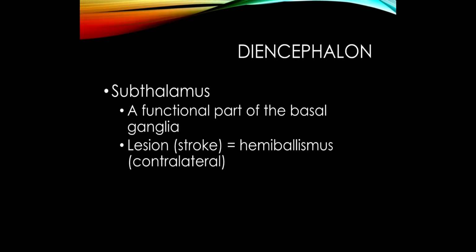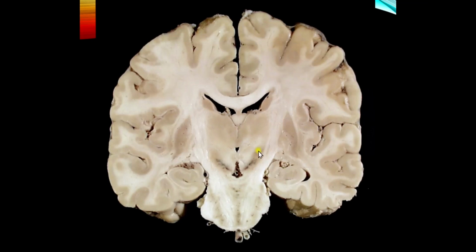All right, in the last part of the diencephalon, we've already talked about the subthalamus. Functionally, this is part of the basal ganglia, and we've already said that a lesion right here will give a patient hemiballismus, opposite side of the body.